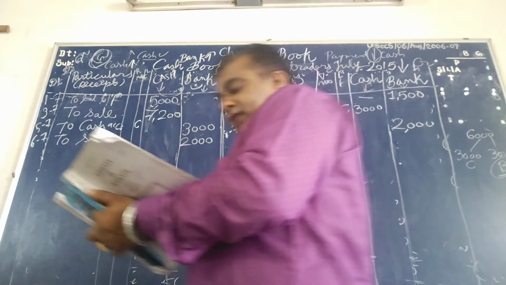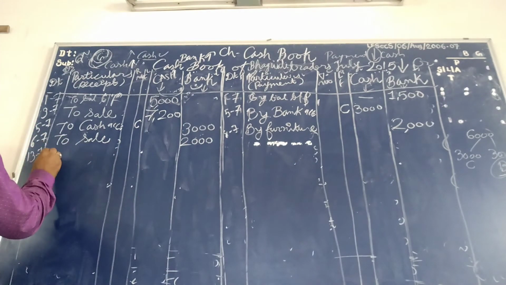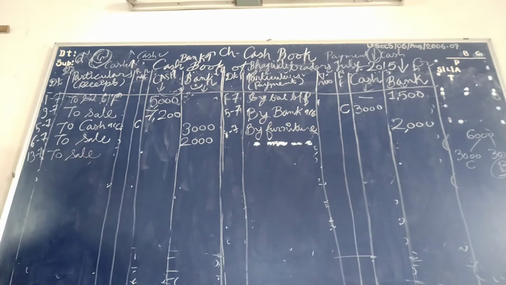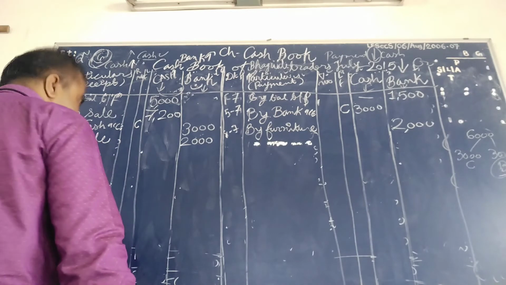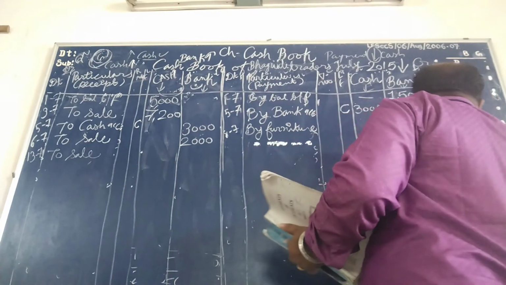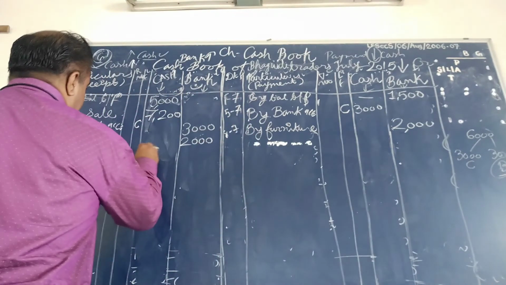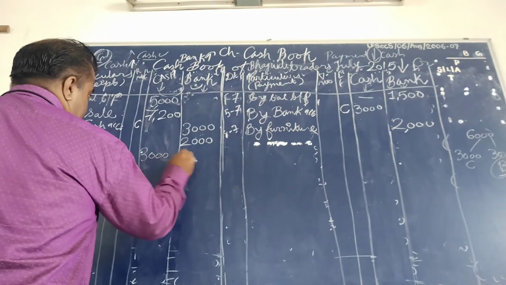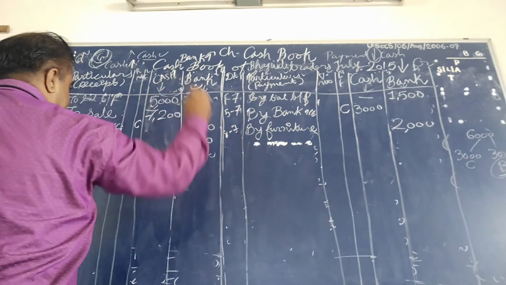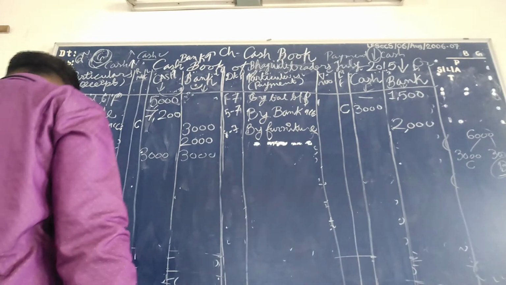So we write here on the 13th July, we received for sale. So we write here sale. How much did we receive in the form of cash? We received 3,000 in the form of cash and 3,000 in the form of check. So here we write 3,000 and here 3,000.